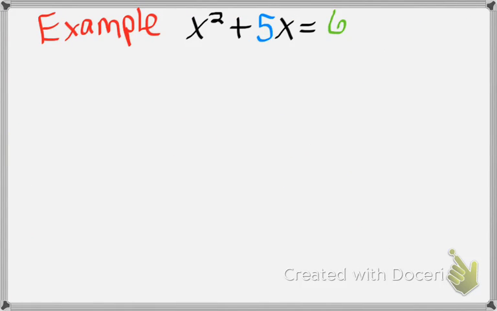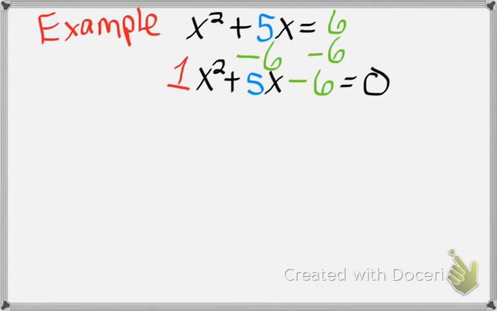Let's take this example into consideration. I started color-coding some of it for you, but first thing you should notice is this isn't in standard form. So start by moving this 6 to the other side. It's positive 6, you move it by doing negative 6. So I'm going to rewrite the exact same thing with what we have. So now it's in standard form.